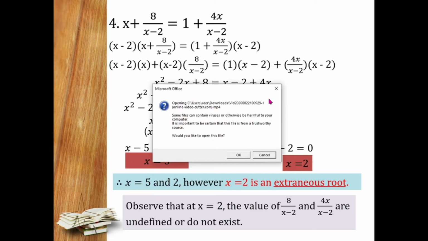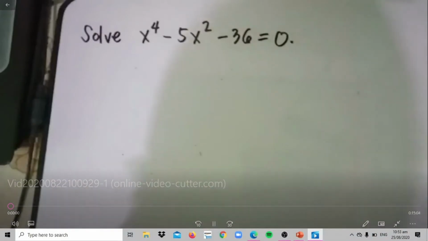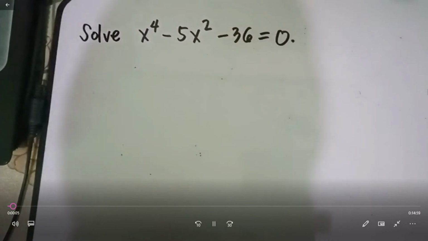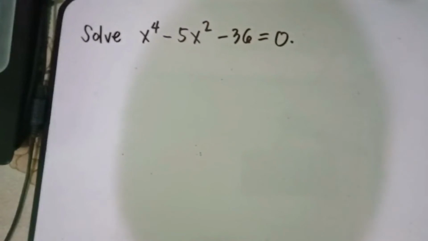So let us have another example. What if we are asked to solve for x raised to 4 minus 5x squared minus 36 is equal to 0? So at first glance, sabihin natin na hindi naman yan quadratic equation, kasi ang highest exponent is 4, wherein quadratic equation has a highest exponent of 2. Okay?